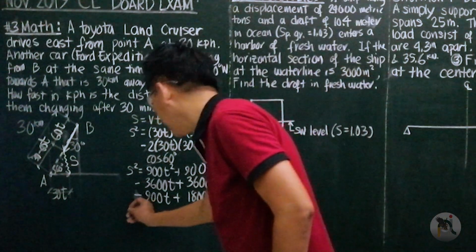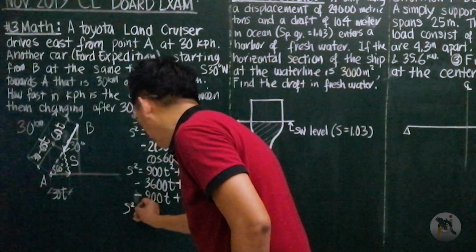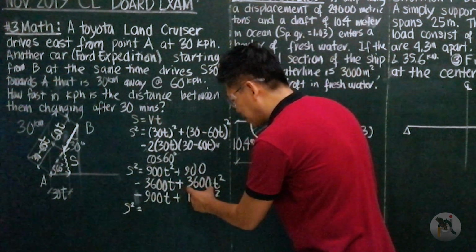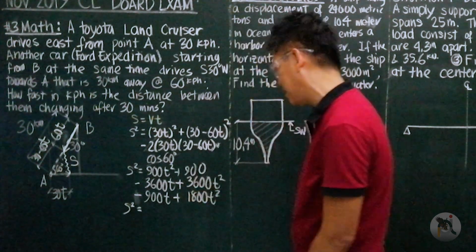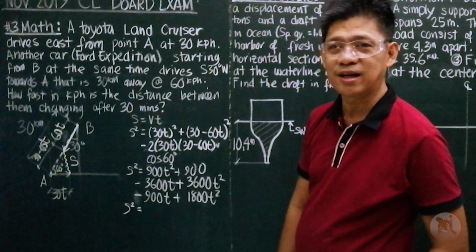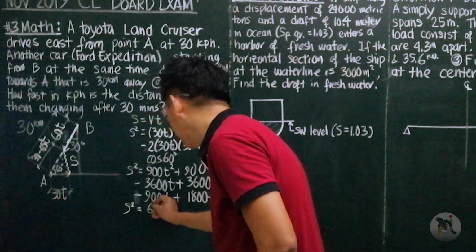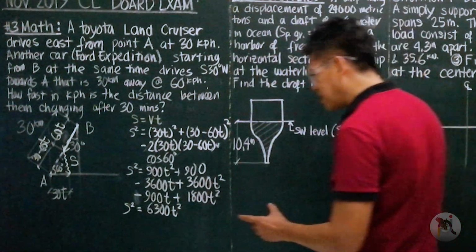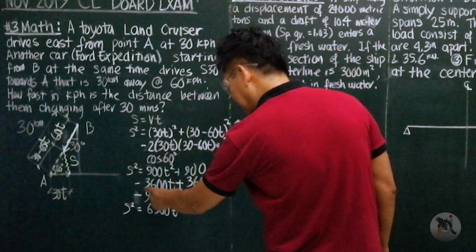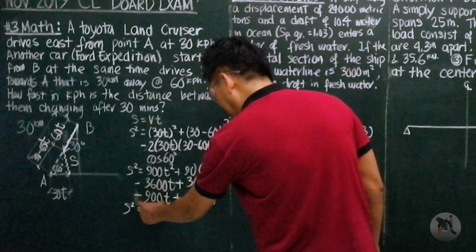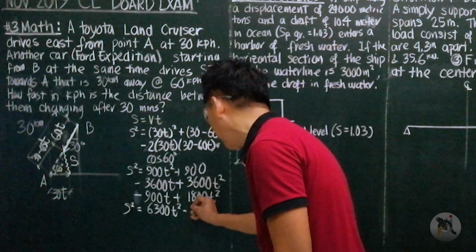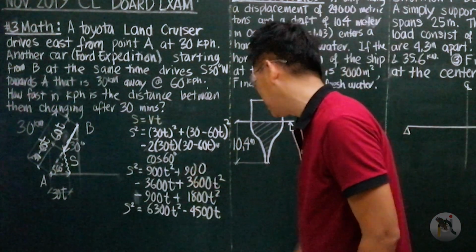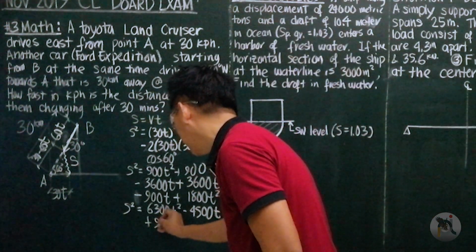So simplifying further, we will have S squared is going to be, combine the t squared terms: 900 plus 3600, this is 4500, plus 1800. So that is going to be 6300t squared. Combine the t terms: this is minus 3600 minus 900, this is minus 4500t. And the constant term is 900 plus 900.